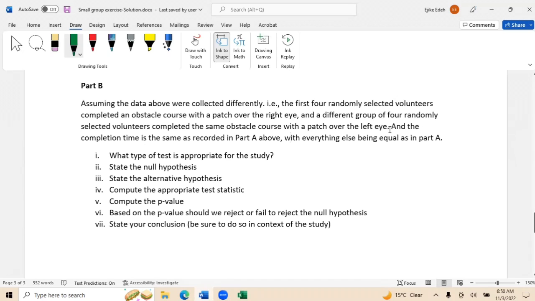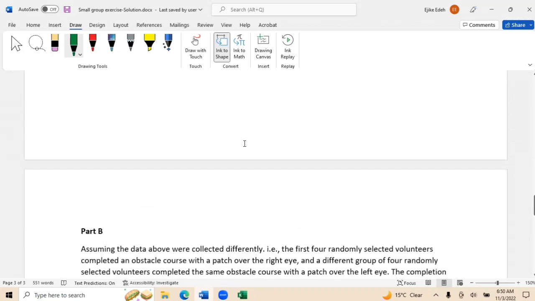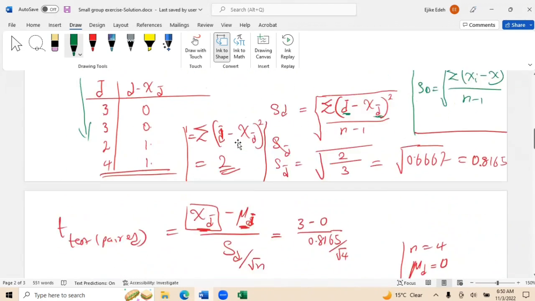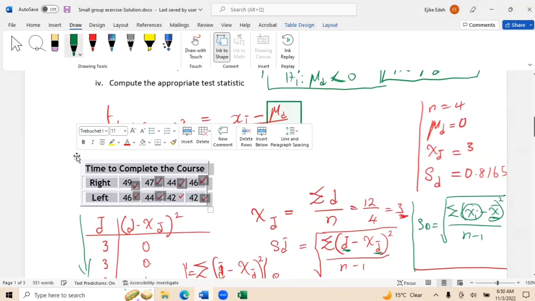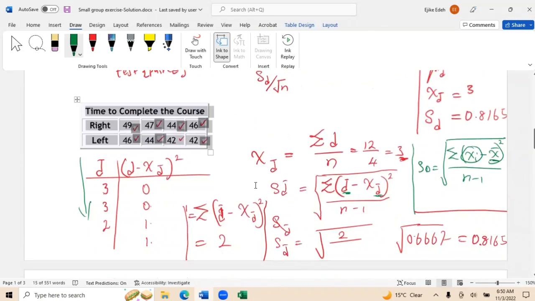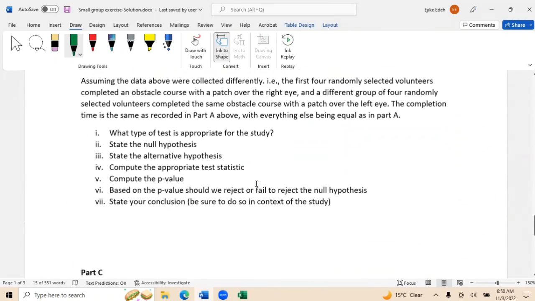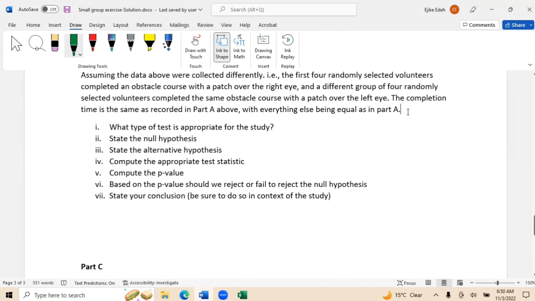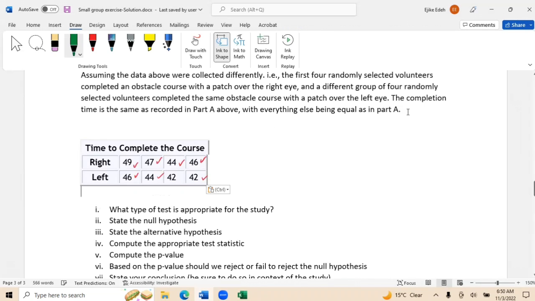It says the completion time is the same as recorded in part A above. So this is just to save you time calculating or doing a lot of work. It means that our data is still the same as what we have here. Okay, and let's put it underneath here. The only difference this time is that these are from different persons, right?